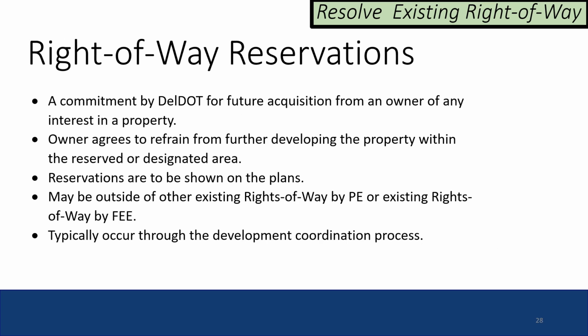A right-of-way reservation is a commitment by DelDOT for future acquisition from an owner of any interest in a property, in exchange for an agreement by the owner to refrain from further developing the property within the reserved or designated area. Right-of-way reservations are to be shown on the plans. These right-of-way reservation areas may be outside of other existing rights-of-way by permanent easement or existing rights-of-way by fee. Right-of-way reservations typically occur through the development coordination process.